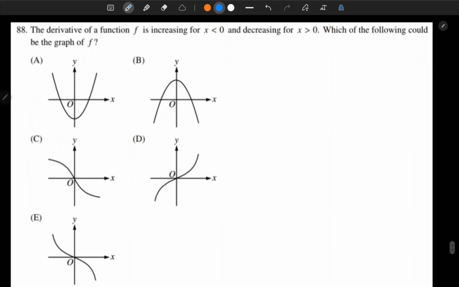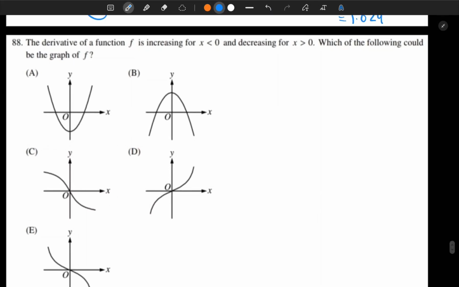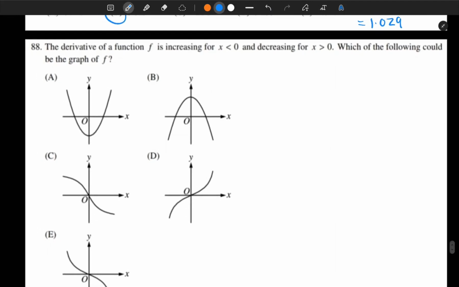Next, the derivative of a function f is increasing for x less than 0 and decreasing for x greater than 0. Which of the following could be the graph of f? Well, let's just plot the derivative of each of these functions. We see that this derivative here for A is firstly negative, and then it's increasing to 0, and then it's decreasing, and then it's increasing again.